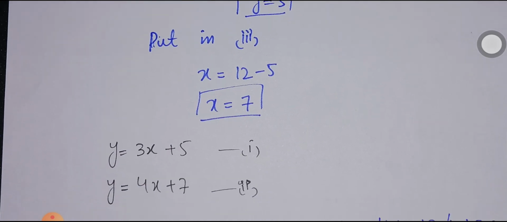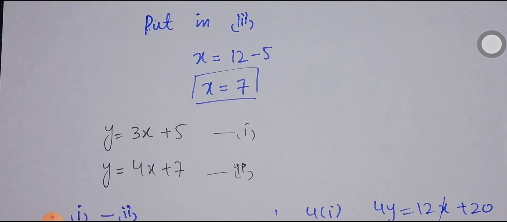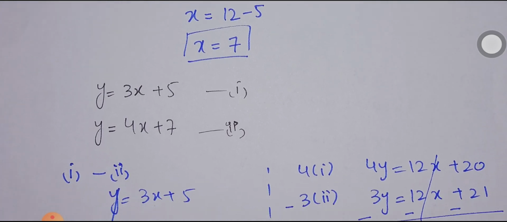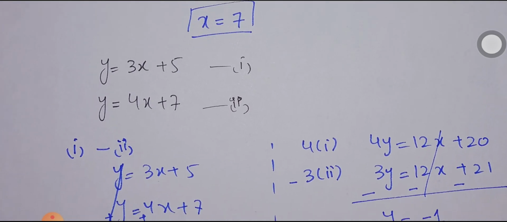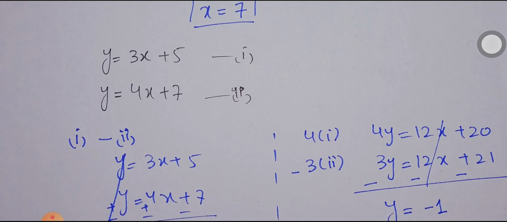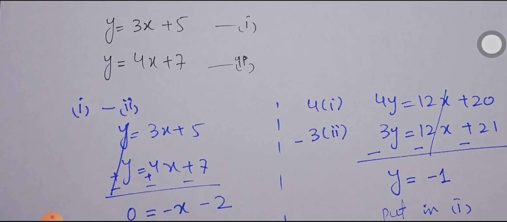Now practice one more question with different coefficients. Now y is equal to 3x plus 5 is equation 1 and y is equal to 4x plus 7 is equation 2, and we are going to solve this system of equations simultaneously. So at first we will discuss elimination method and then we will discuss substitution method.